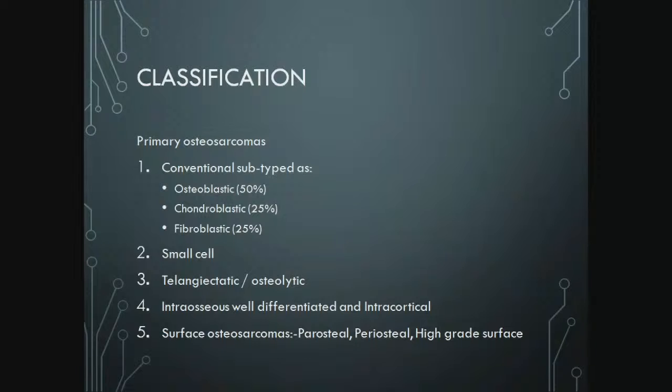Osteoblastic type is the most common type. Other ones are small cell, which is a highly malignant tumor. Telangiectatic or osteolytic osteosarcoma has to be differentiated from others as it has osteolytic lesions and may be highly vascular. Intraosseous well differentiated and intracortical are two other types of primary osteosarcomas depending upon the location. Surface osteosarcomas are relatively less malignant. So they are parosteal, periosteal, and high grade surface osteosarcomas.